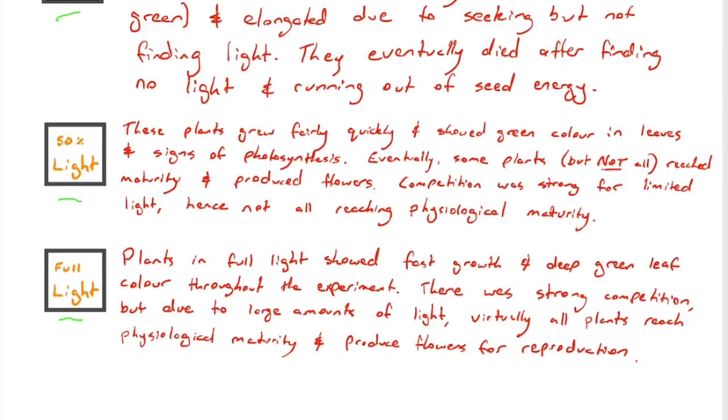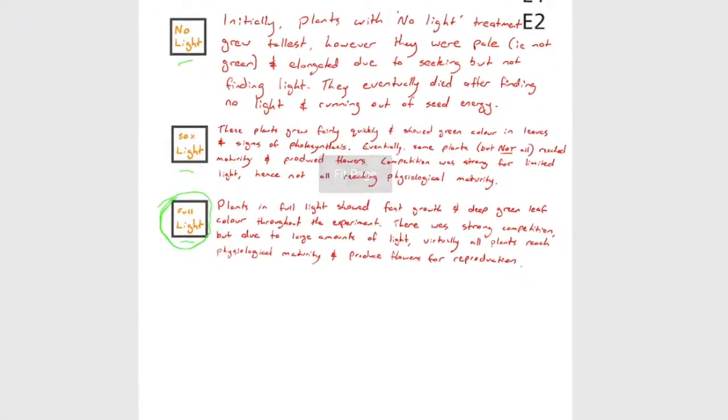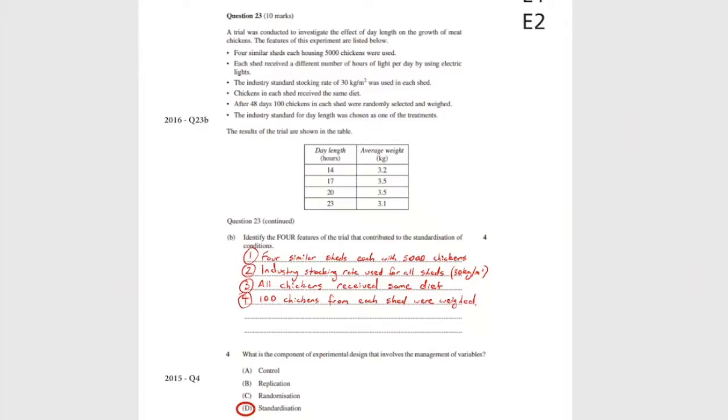There's less competition between the plants for light because there's so much light available. And so that means that once you get down to kind of full light, more and more plants down here are actually getting more sun, which means they get to physiological maturity. So those are the results of our experiment.